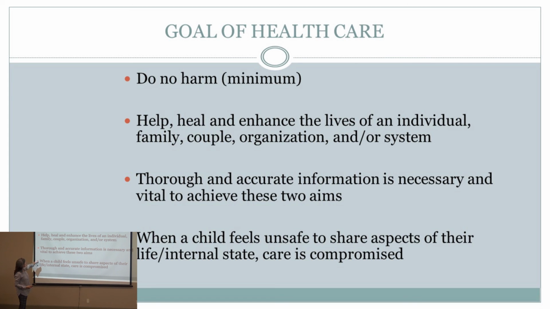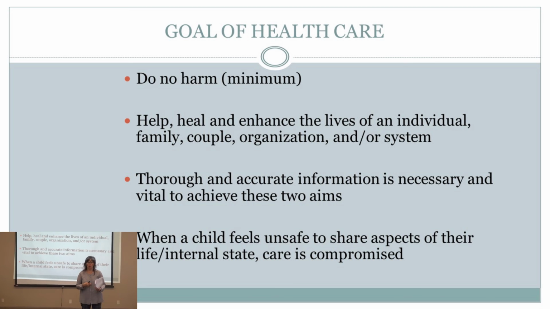We need thorough and accurate information. And when a child feels unsafe to share aspects of their life or internal state, care is compromised. So that's really what this talk is about. How can we get to a point where we can help a child, meet them where they are, and help a child share aspects of themselves that they may have otherwise not felt safe to share before?